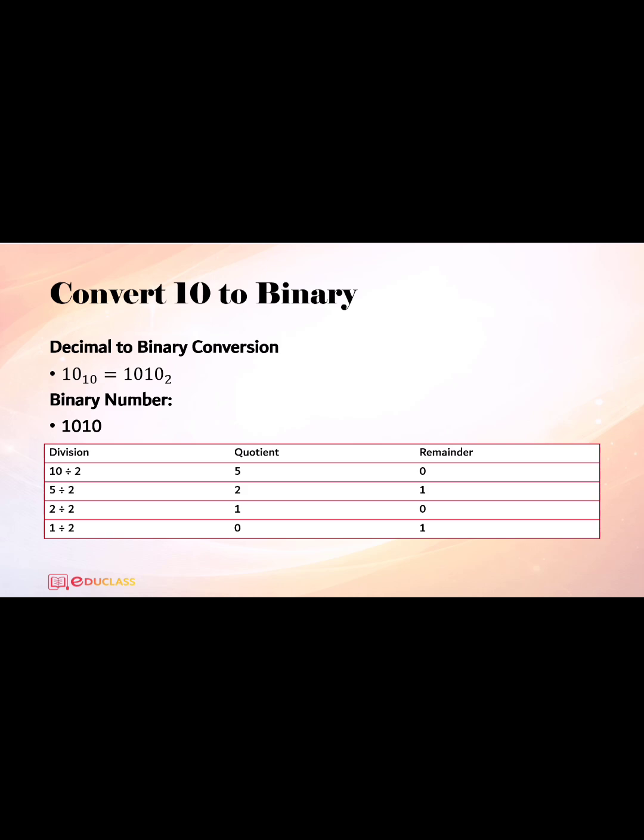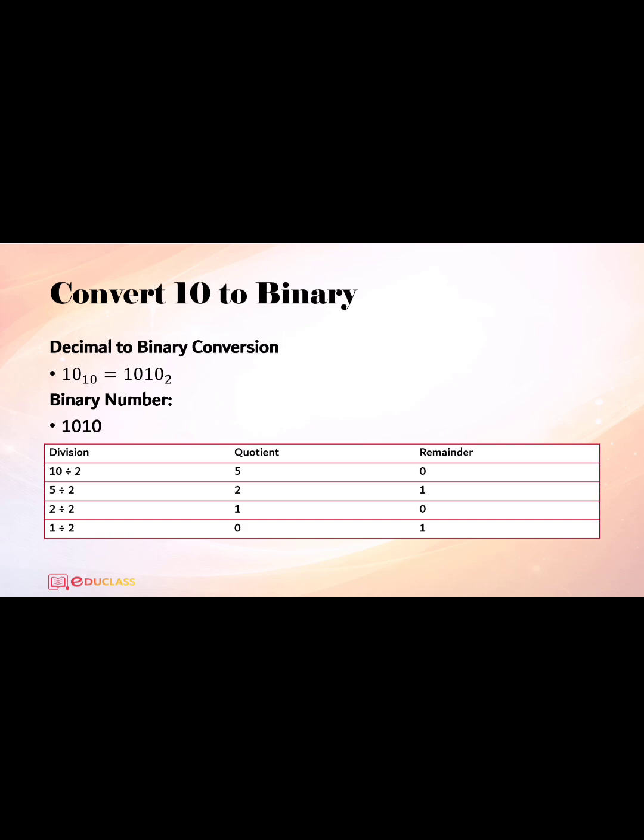Again, we will take the quotient and divide it by 2. Again, the quotient will be 1, the remainder will be 0. And again, we will take that quotient, as it has been mentioned in the step, unless the quotient becomes 0 after dividing by 2, we will continue this process.